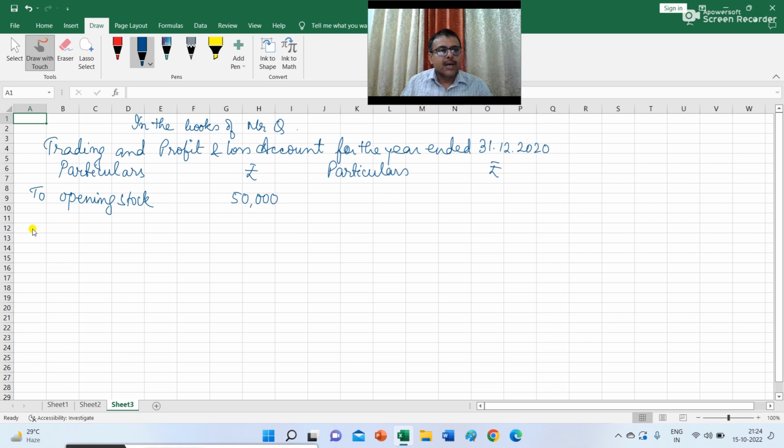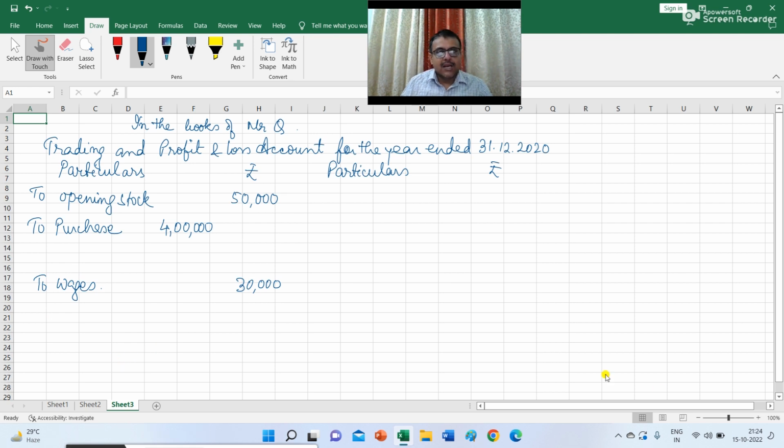Next item is regarding the purchase. So here in trading account I am writing to purchase 4 lakh and I am writing it in the inner column. As in the question it is given there is a return outward of 8,000. So I will record return outward of 8,000 when I reach that particular figure in the trial balance. Next item is wages. So wages is also a part of your trading account. So I have to record here to wages 30,000 and there is no adjustment entry regarding wages.